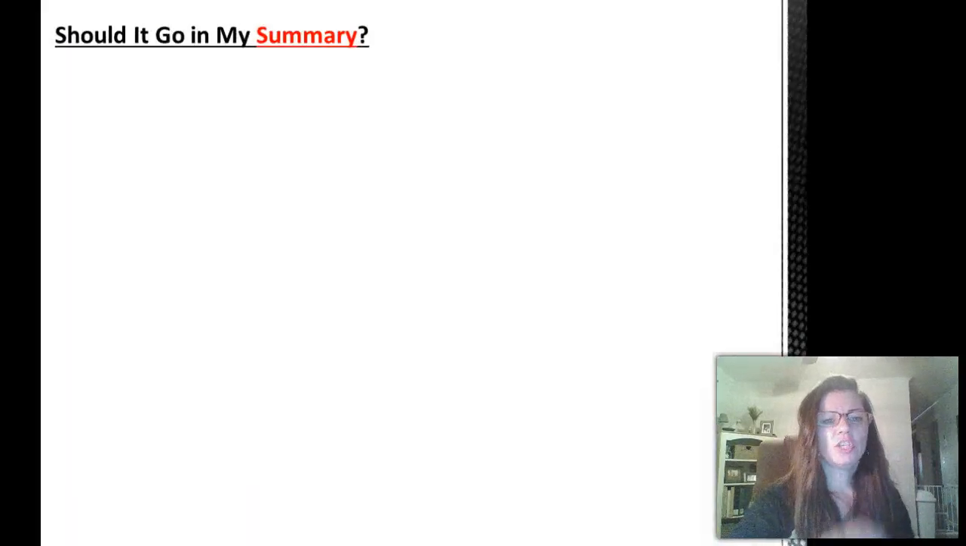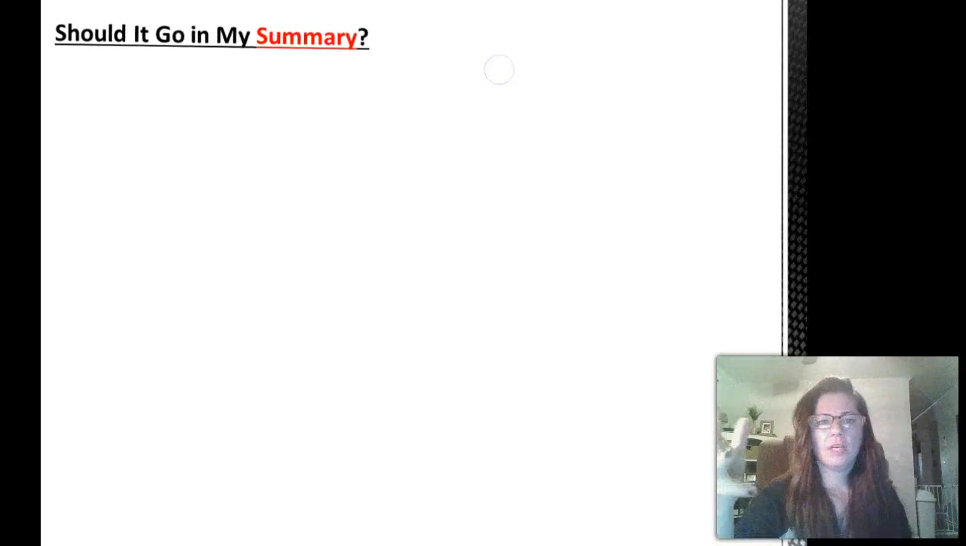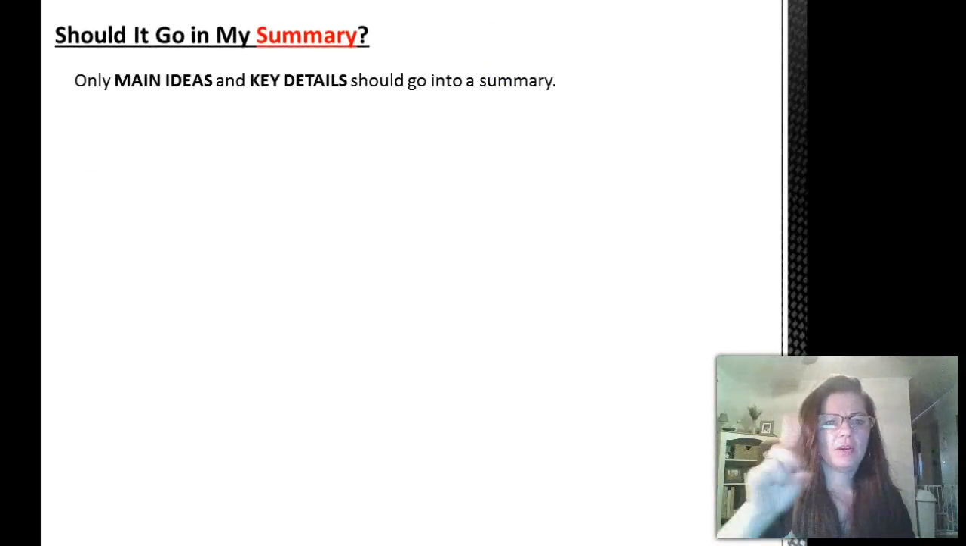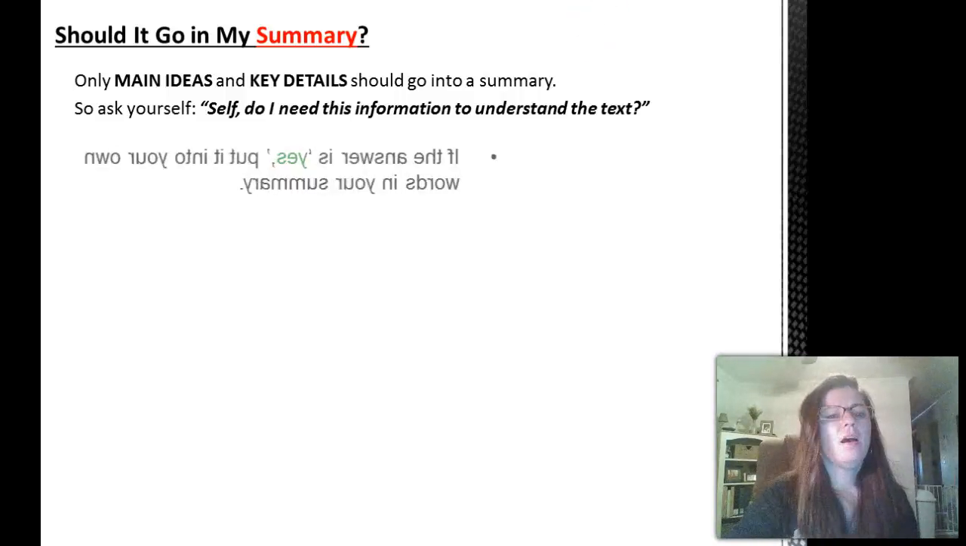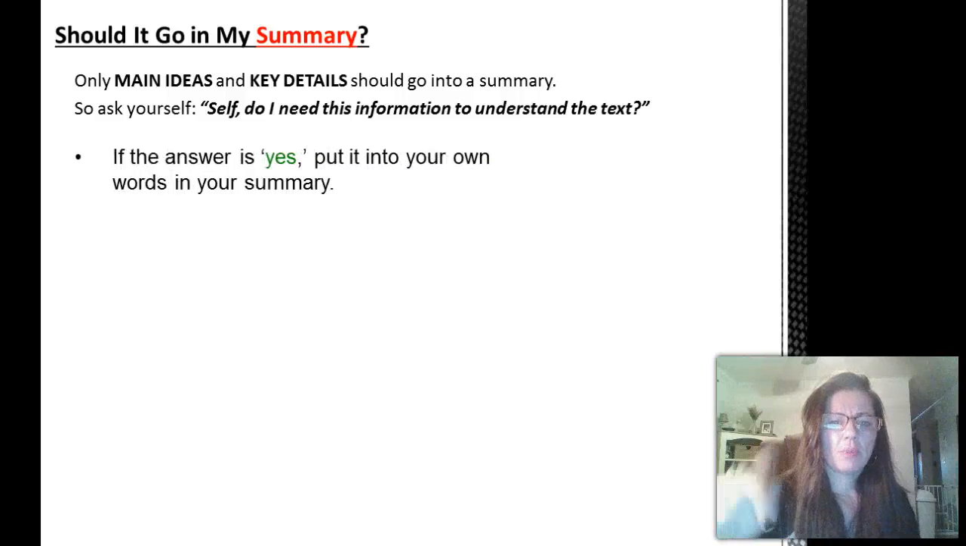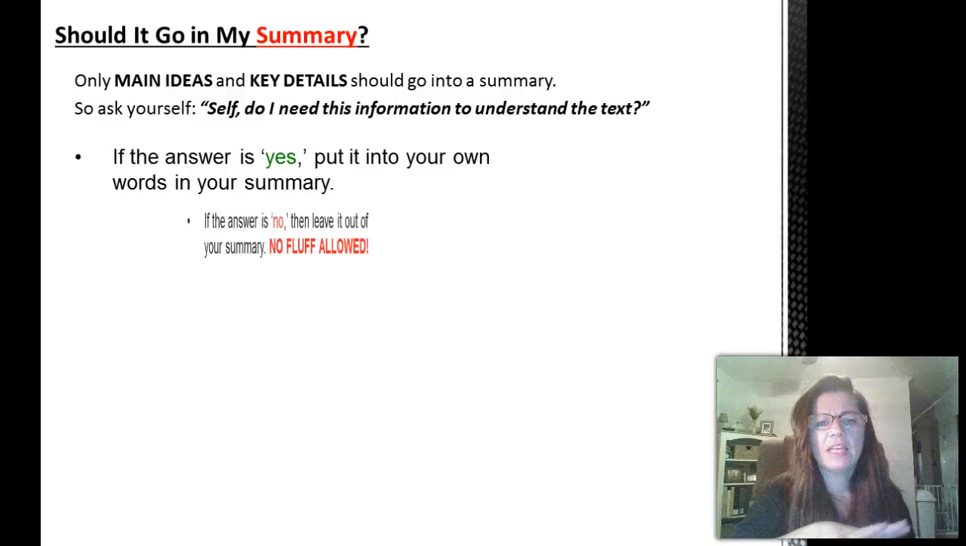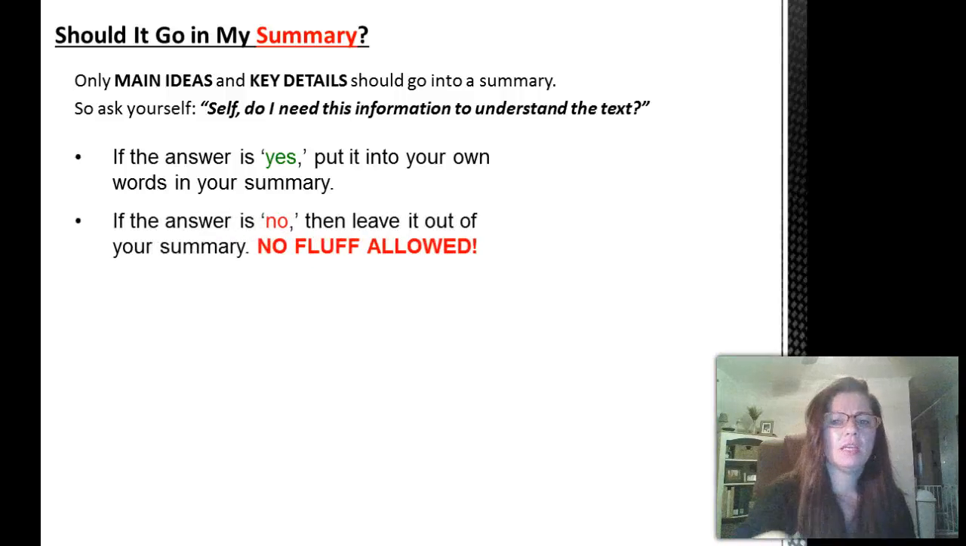All right. Should it go in my summary? This is where we figure out what to put in and what to keep out. And it's very simple. Only main ideas and key details should go into a summary. So ask yourself, do I need this information to understand the text? I always like that. So if your answer is yes, put it into your own words in the summary. If your answer is no, leave it out. We don't want anything unnecessary in your summary.